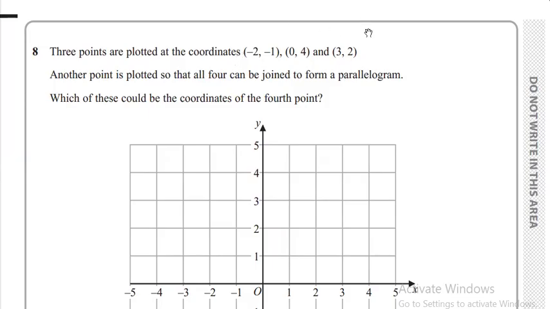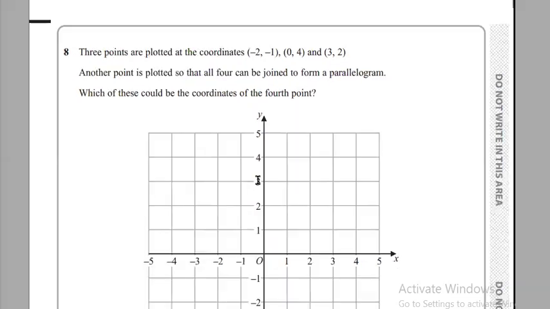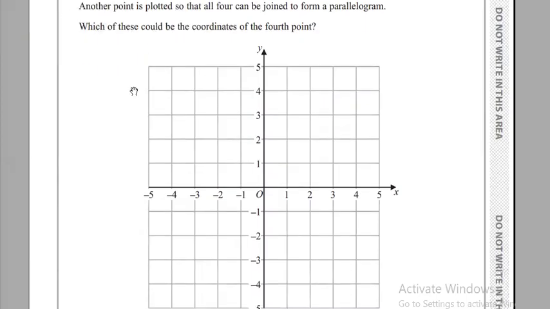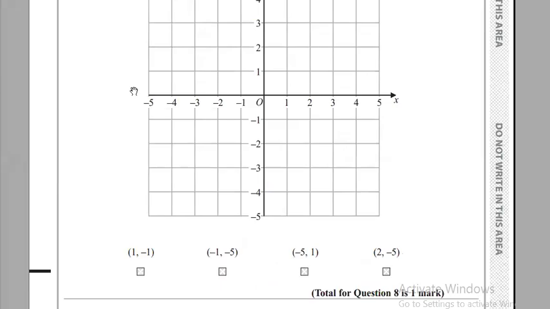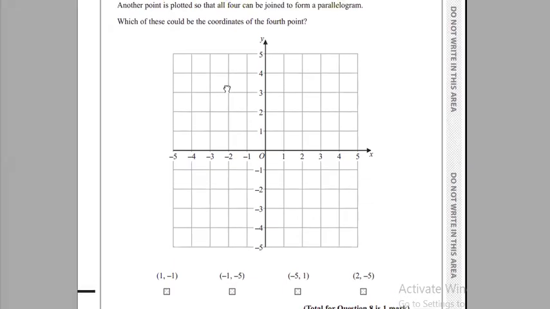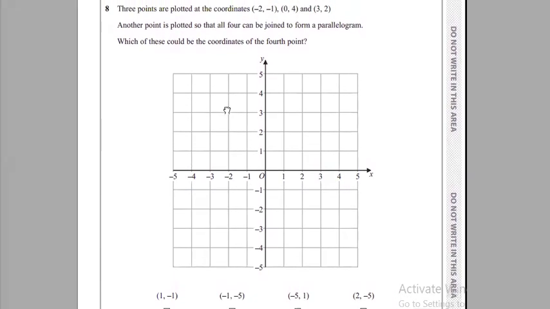Now, first, let's take these points and plot them on the graph here. Let's zoom out a little bit, because we need the whole graph. One of these options will form a parallelogram with the points that we're going to plot, okay? So let's put them here. Now let's plot the points.